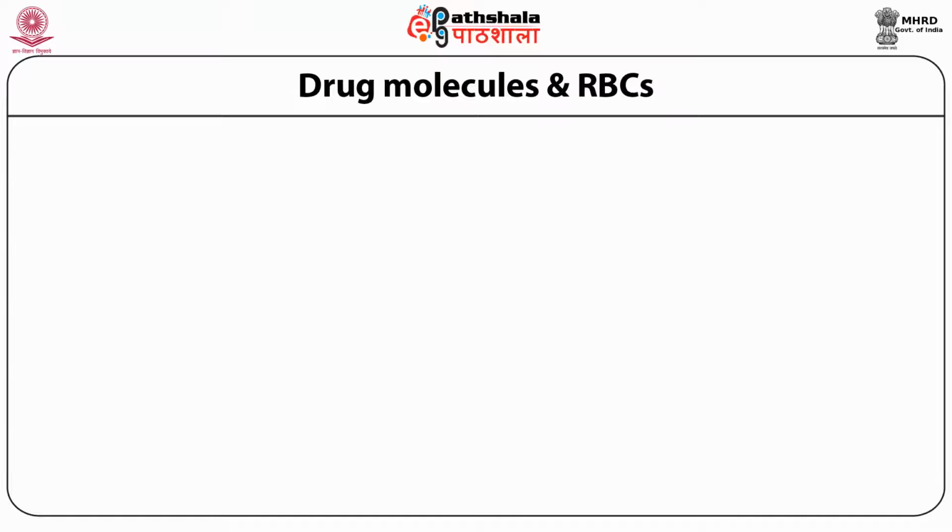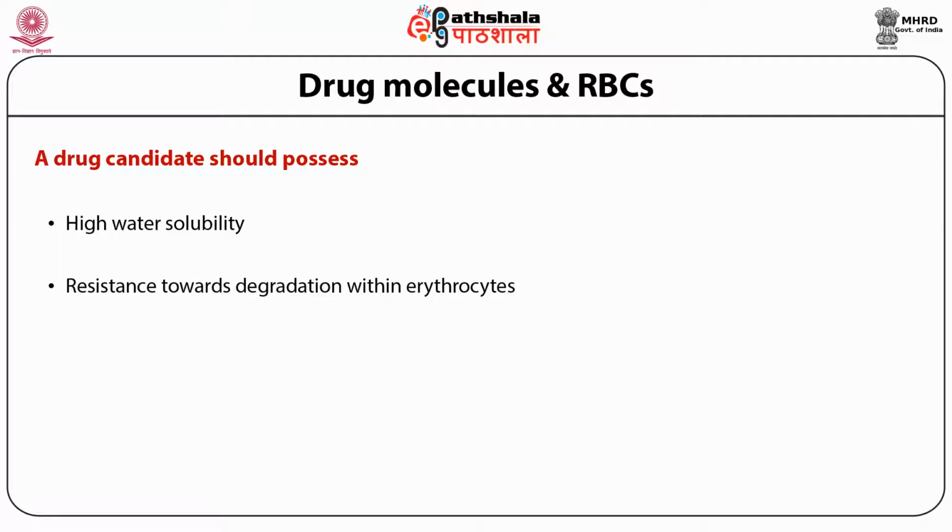Drug molecule and the RBCs. What are the various characteristics which a drug molecule must possess to be encapsulated into the RBCs? A drug candidate should possess high water solubility. The drug molecule must possess a great extent of hydrophilic characteristics, although some hydrophobic drugs are also delivered using cellular carriers. Resistance towards degradation within erythrocytes: the drug moiety should be robust enough to withstand chemical degradation in the erythrocyte environment. Thus, the drug also keeps pace with the long circulation period of cells.